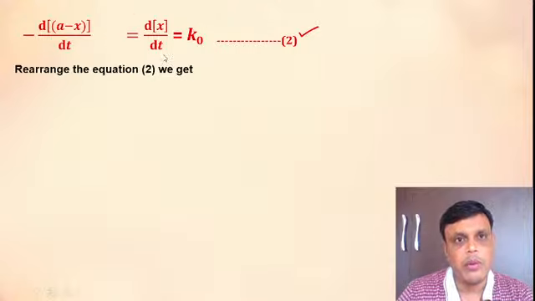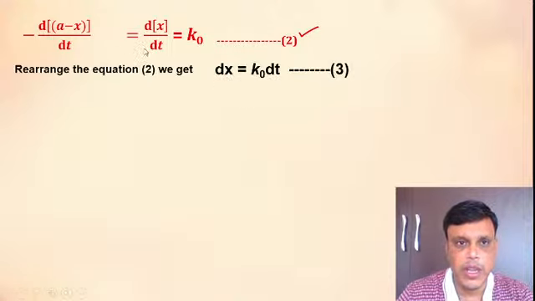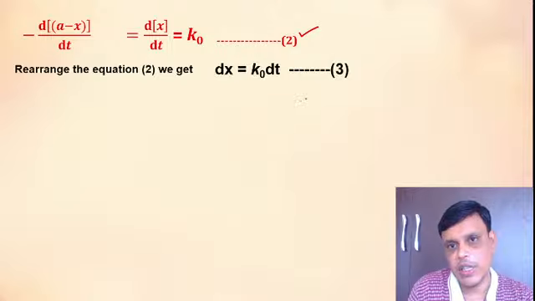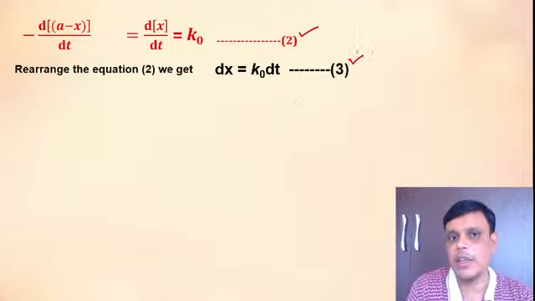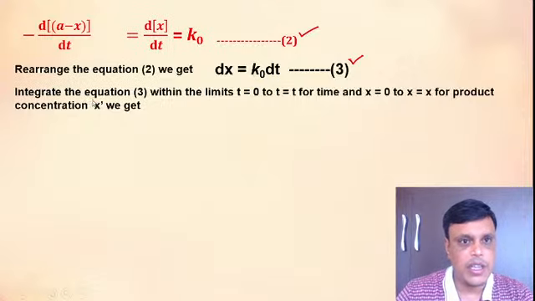What we will do? We will take this dt to this side, that is the right hand side. So dx equals K0 dt. क्या किया हम लोगों ने? We have shifted this dt from this side and give the equation number 3 for this reaction. ठीक है? Then integrate the equation 3.